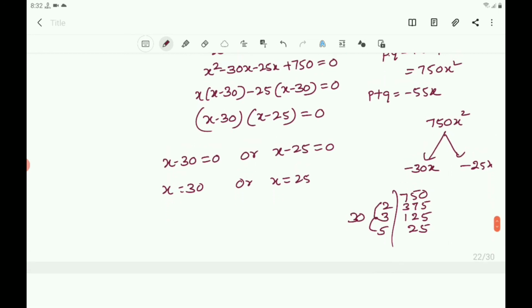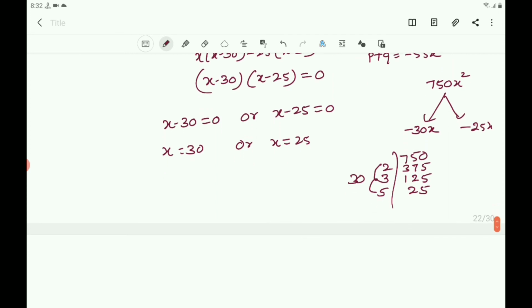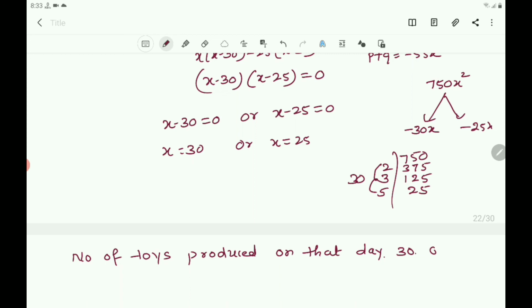Now here what you have to find out? Find out the number of toys produced on that day. Means the number of toys produced on that day will be 30 or 25. Therefore, the number of toys produced on that day will be 30 or 25.